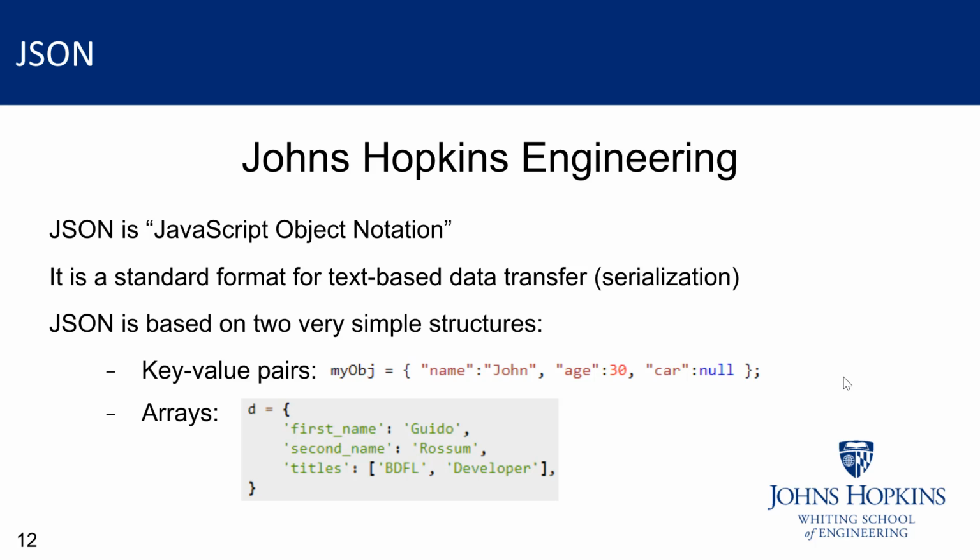So titles maps to, in Python, what we call a list. In C++, you may call this a vector, or a number of different names for the data structure. But basically, it's your standard array. So you can see that JSON is really just a collection of key value pairs, and sometimes we have lists as well.